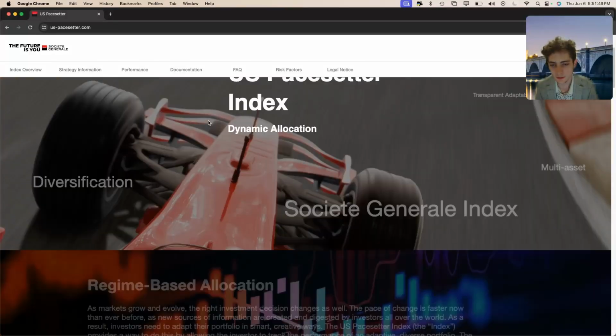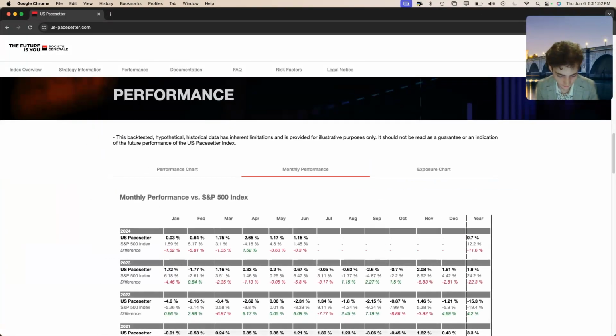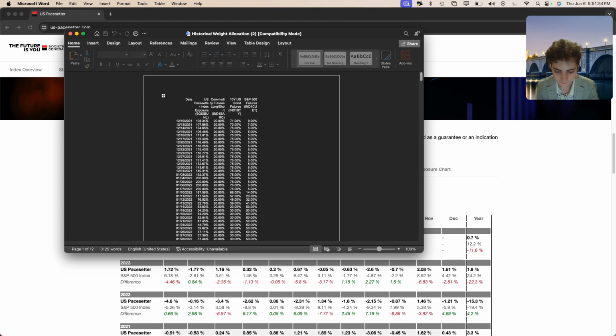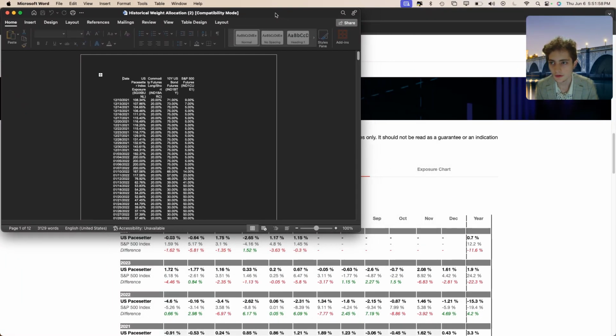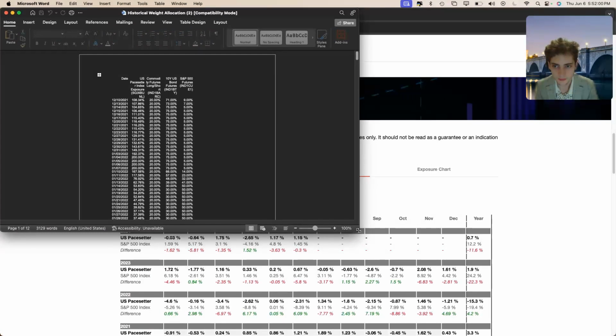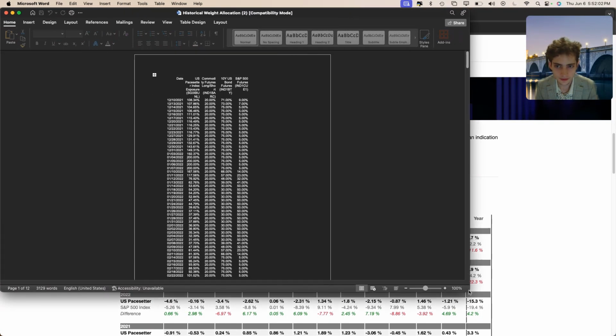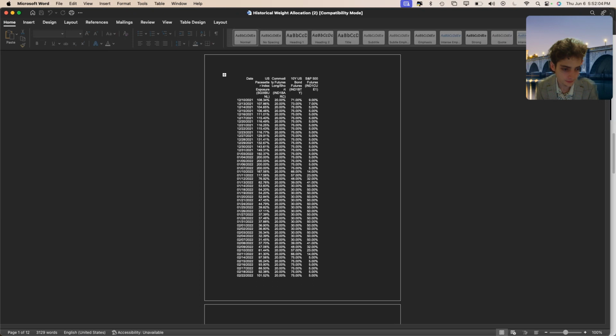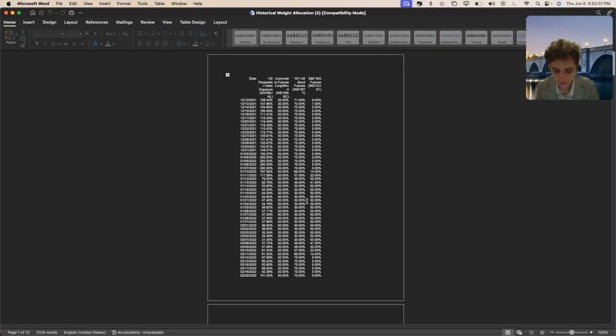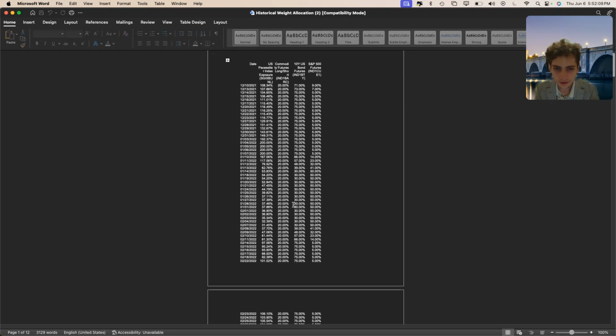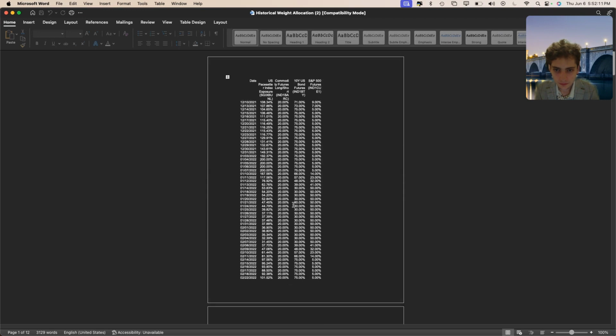So let's take a look at one more thing. This is one of the most important things. I think it's kind of interesting to see. As you can see on my screen here, this is the historical weight allocations that this fund has engaged in since its inception. So let's take a look. If we go down, this is when it was created.